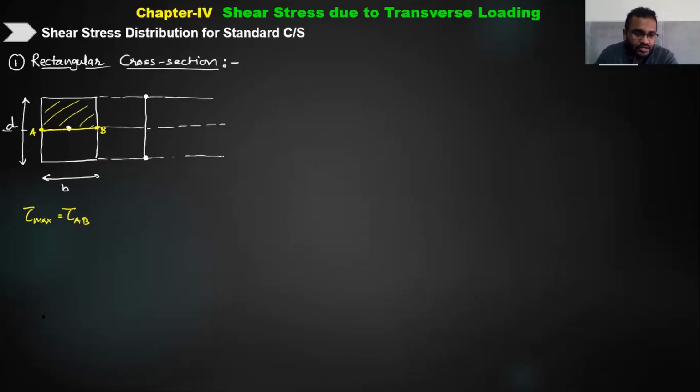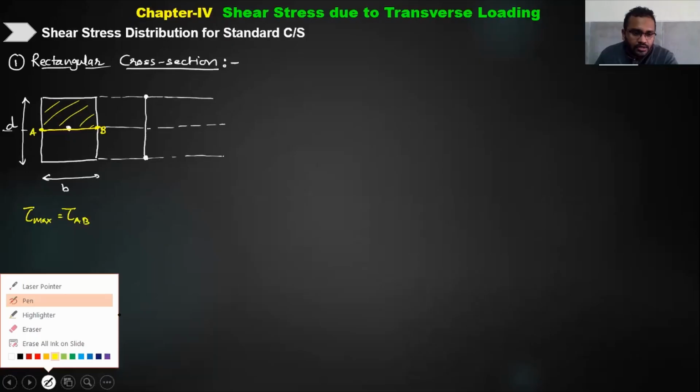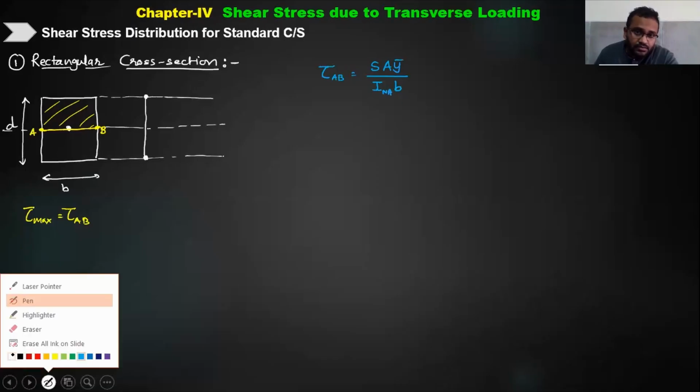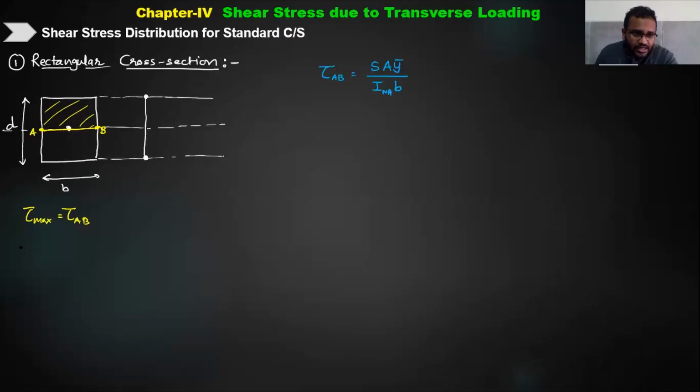Okay. Now let us find out the terms which we will be using in my formula. So let us write down the formula first. What was my formula? Shear stress at any layer AB will be given by S A y bar upon inertia about neutral axis into B. This is what we know. S is the shear force. Let us assume that S is the shear force only, so we will not change S. As per the dimensions of the cross section I have taken here, the area and inertia are going to change. So let us find out the area and inertia. What is the area? The area of the entire cross section is simply B into D.